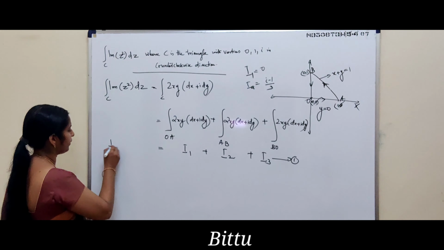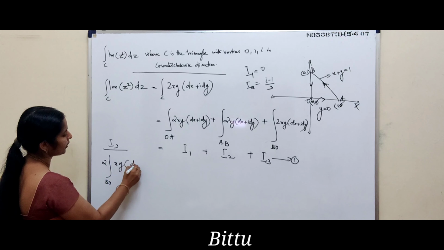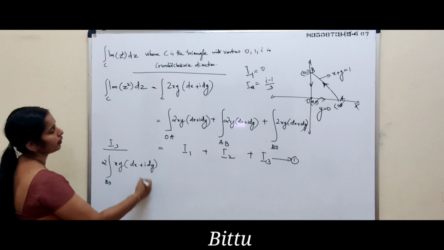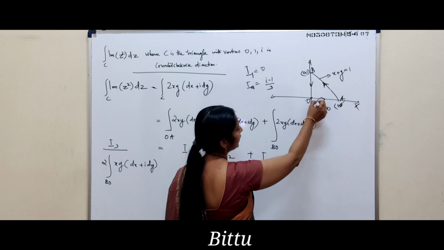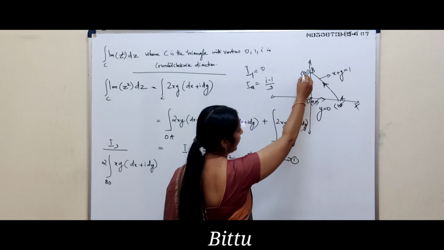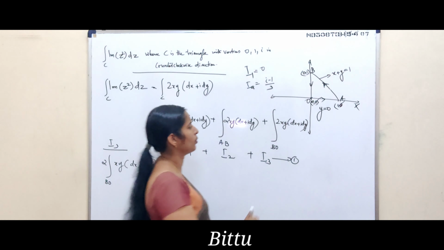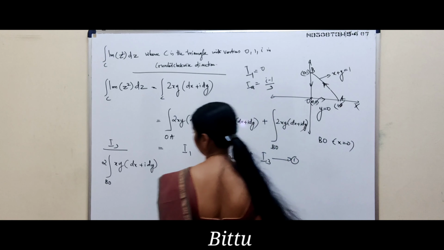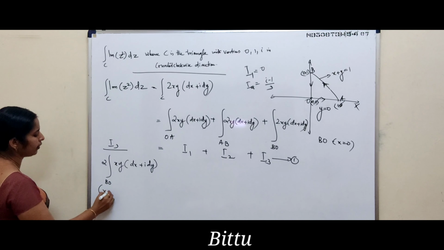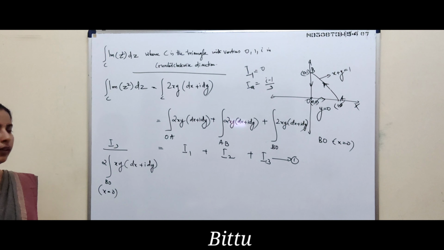Next we have to evaluate I3. I3 is the integral over BO of 2xy dx plus i dy. So what is the equation of BO? BO is from (0, 1) to (0, 0). Here x is always 0. Along BO, x is always 0. So, the equation of BO is x equal to 0. Or you can consider it as the y-axis. On the y-axis, x is 0.